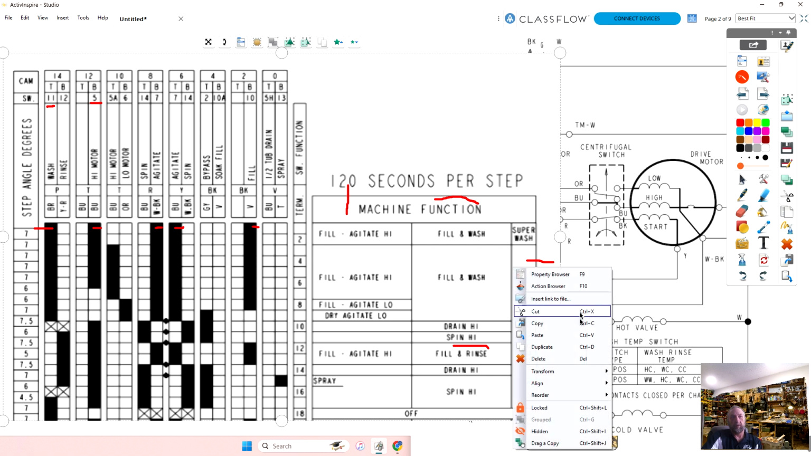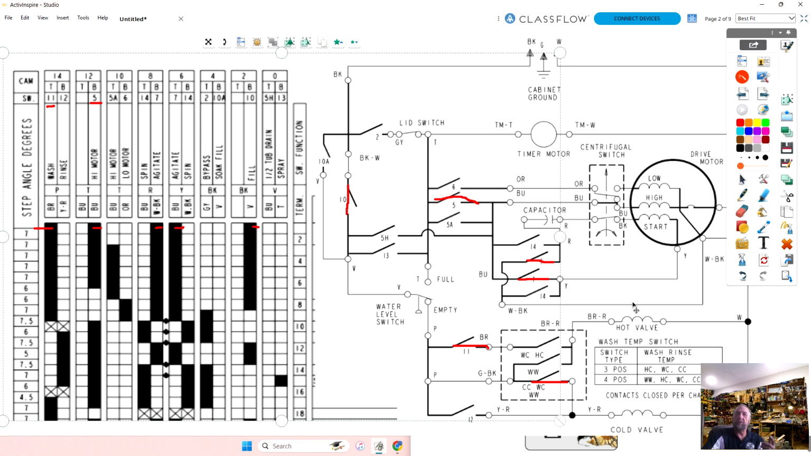Energize the water valve? Well, how does it tell the motor, hey man, don't run right now because we don't have any water in there? I don't want the motor to run because you're going to rip all the clothes up. So the water level switch is the one that does that.